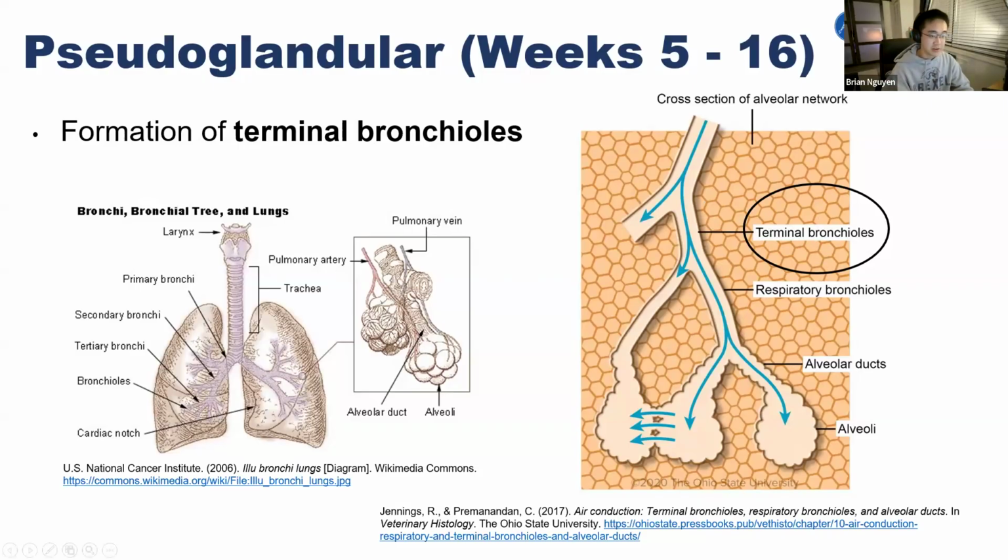Okay, and here's a good diagram of that. So this one's going to happen during the next stages. That's going to be between weeks 5 to 16. That's going to be your pseudoglandular stage. And that's because it looks like glands, actually. Some genius a couple dozen years ago thought that this looked like glands, but that ended up not really looking like glands, so they called it pseudoglandular.